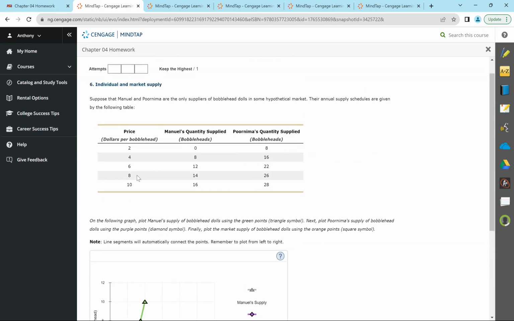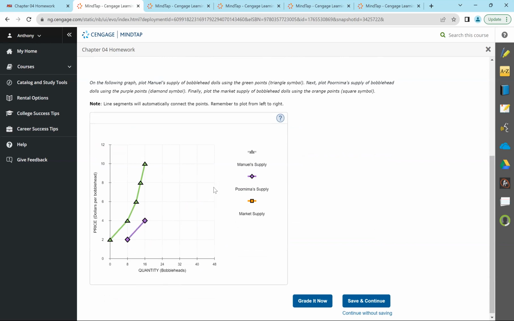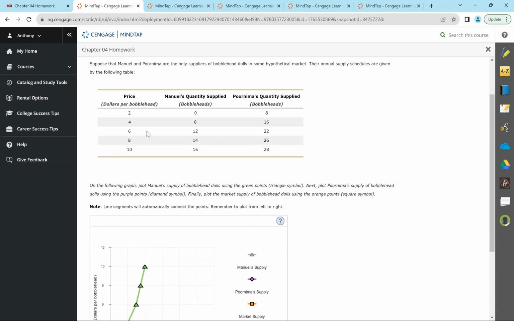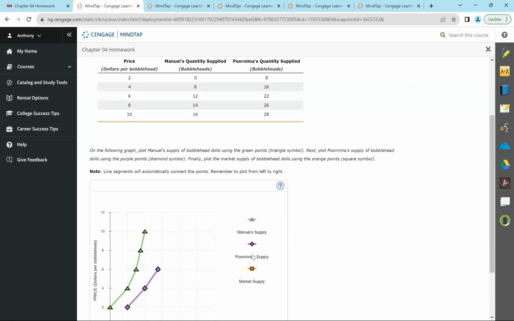8 and 2, 16 and 4, 22 and 6. I think it's really important to read them in terms of X and Y. 26 and 8, 28 and 10. Very nice. Great. Market supply.